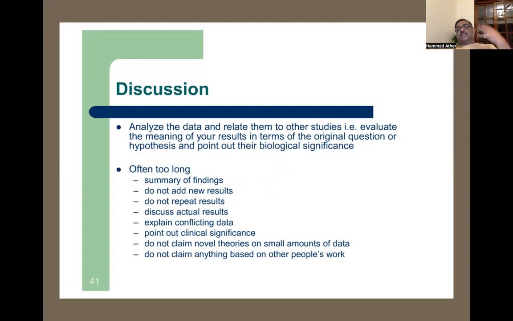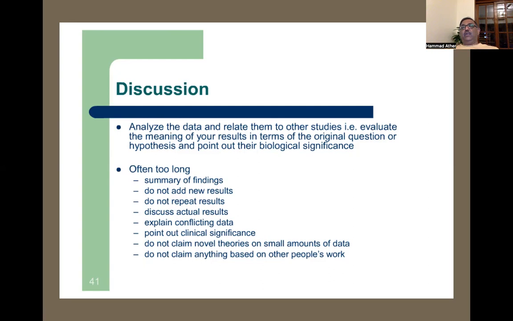You don't discuss the history and the background of the disease or the condition or the procedure that you are describing. You have to discuss what you have found out and how it compares to what is already known on the subject. It should not be too long. You provide a summary of the findings.